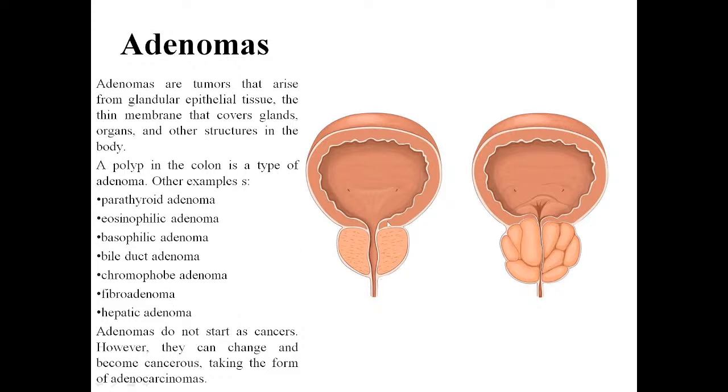Here you can see the prostate with the urinary tract, and in these pictures you can see the adenomas of the prostate. Adenoma of the prostate is a very common disease in older patients, the male patients. It's adenoma of the prostate.